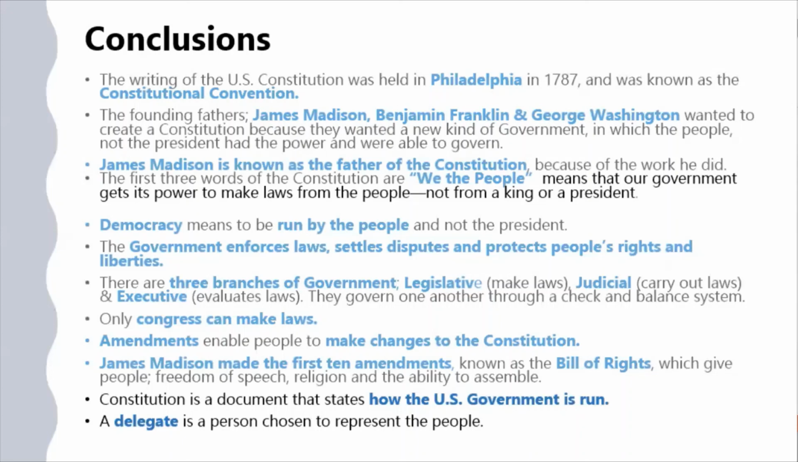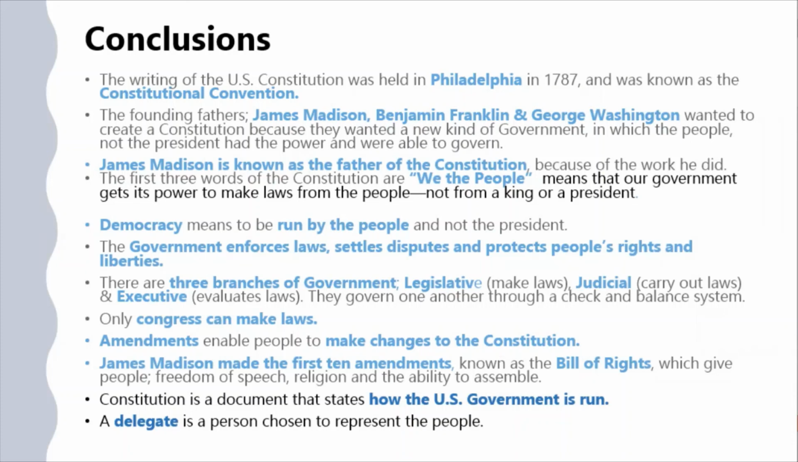The first three words of the Constitution are, "We the people," which means that our government gets its power to make laws from the people, not from a king or president. Democracy means to be run by the people and not the president. The government enforces laws, settles disputes, and protects people's rights and liberties. There are three branches of government: legislative, which make laws; judicial, which carry out the laws; and executive, which evaluate the laws. They govern one another through a check and balance system.